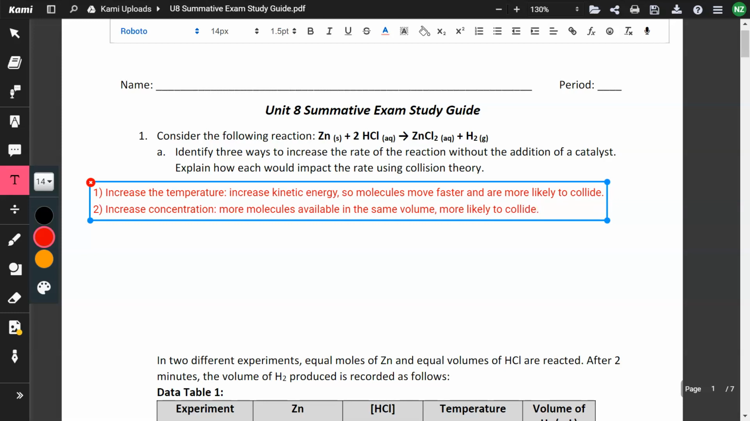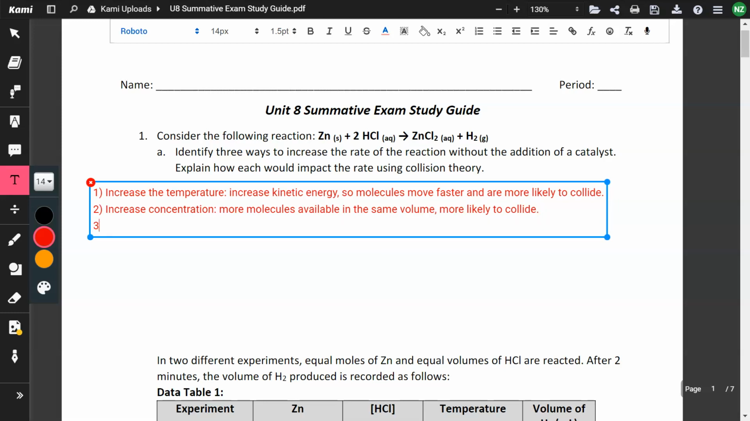So think about a classroom. There's 2 people in a classroom, and they're moving around. The chances of them bumping into each other are pretty low. But if you had 100 people in the same little tiny classroom, you're probably not going to be able to move without bumping into somebody. So that's an analogy for how concentration affects reaction rate.